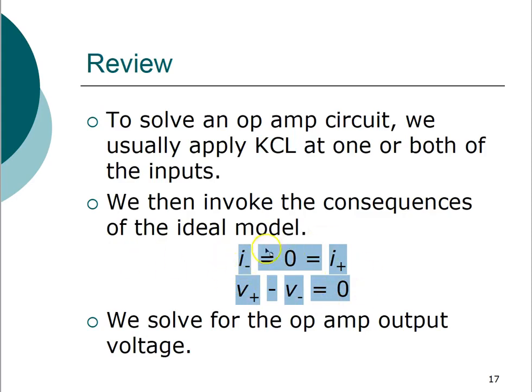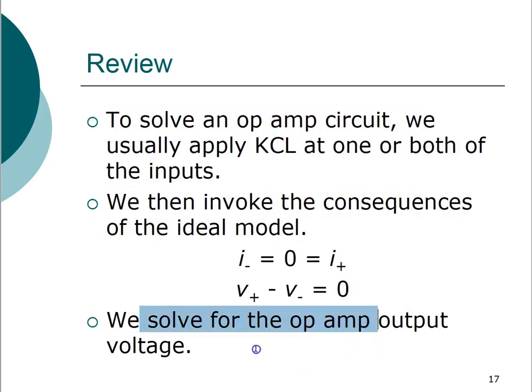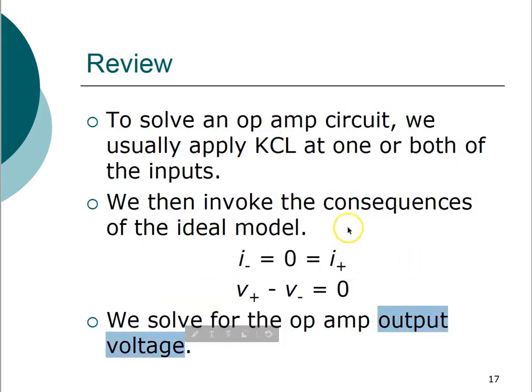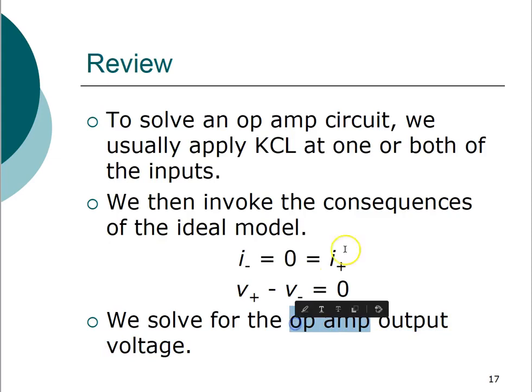You will basically use this, and then apply KCL at the node, and based on that you will find whatever you have to find in any particular problem, for example the output current or any current going into the feedback. And then we solve for the op-amp output voltage. If you want to calculate the output voltage and it's not given, then you can calculate that. There could be several cases of problems for this op-amp amplifier, and we will see that in the coming lectures.